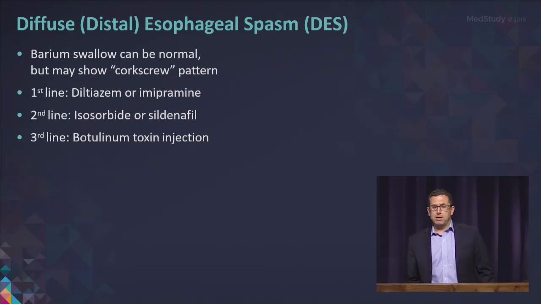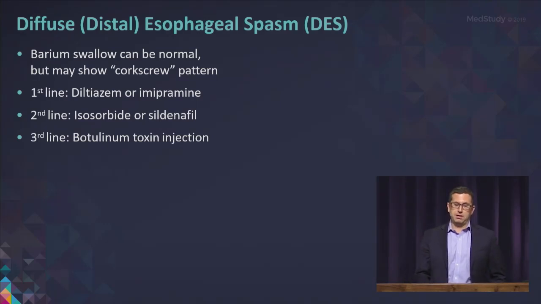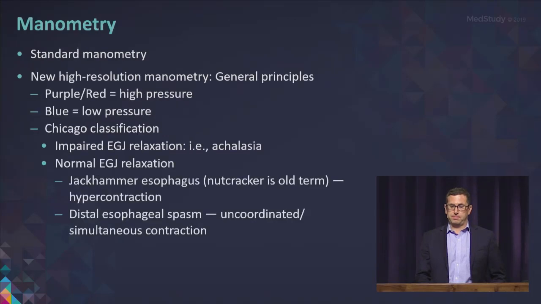If you were to do a barium swallow, you may see a quote-unquote corkscrew pattern. Again, that would be a tip-off on a test. And then there are a variety of medicines that could be used for this, so diltiazem would be one of the first-line medications, and even Botox can be done in some cases.